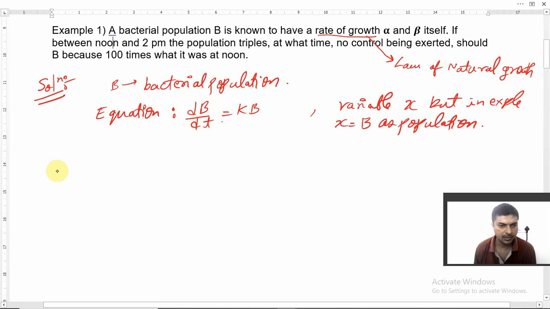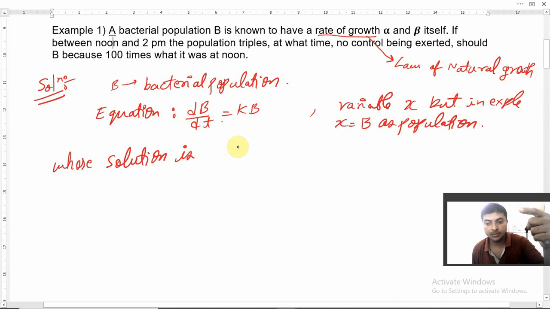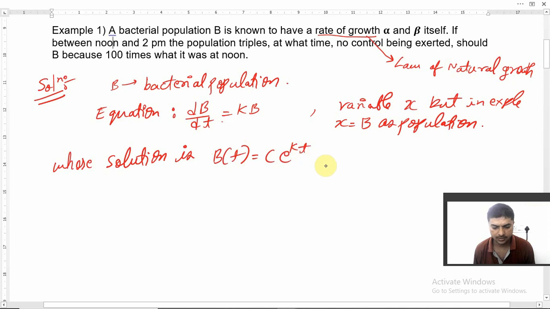Now immediately write down the solution. Yes students, in the previous slide I have given the solution. Please go through that solution and see what variable I'm going to take. Directly I'm going to put it in this solution. So the solution will become b(t) is equal to c into e raised to kt. Okay, so this is what we get.